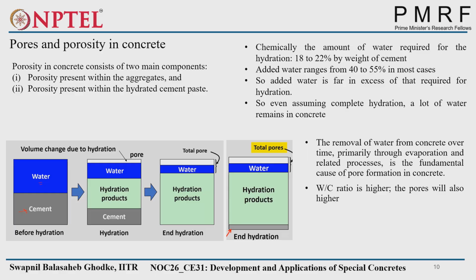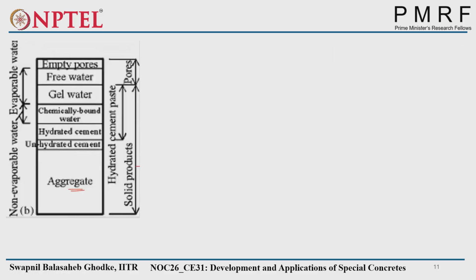Yeah, that may be capillary pores, smaller pores. Yeah, capillary pores may be available. We'll see what types of pores there are in the upcoming slide of the lecture. Then, if the water cement ratio is higher, the pores will also be higher. That is the main thing we observe. Because of the evaporation, pores will be created.